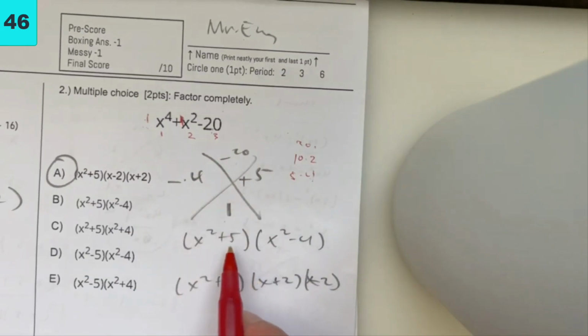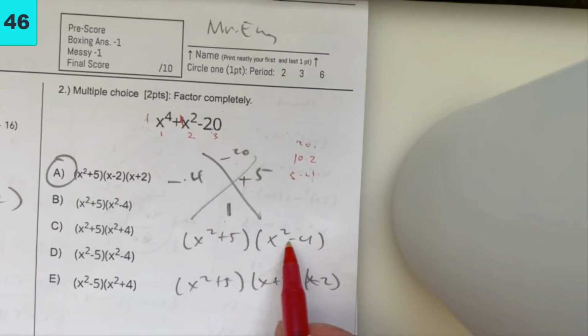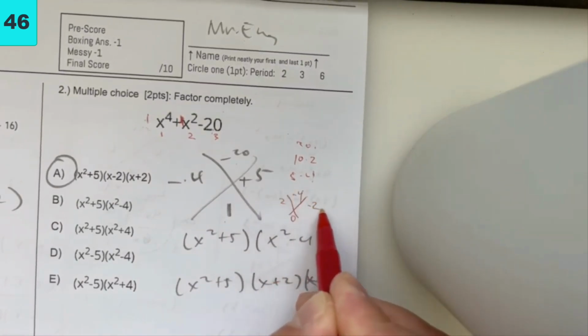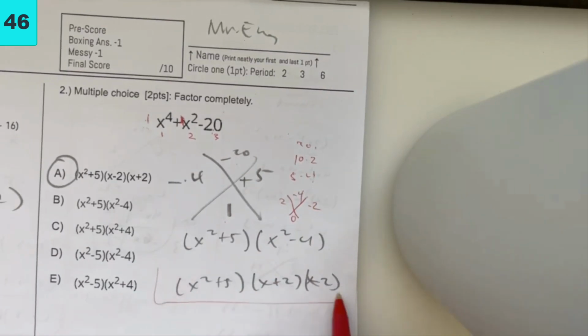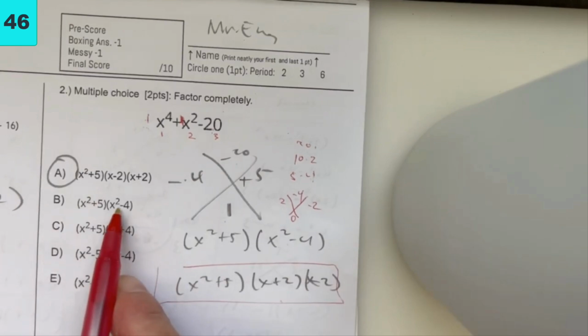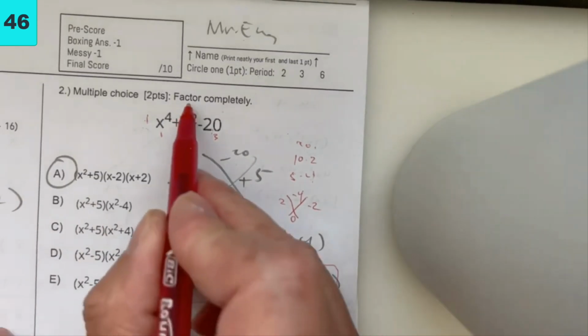So this is my answer. Negative 4, positive 5. And then this one you can add a 0x, and then do it again. And then it'll be 2 and negative 2. So this would be your answer. This one is partially correct, but you can keep factoring because it says factor completely.